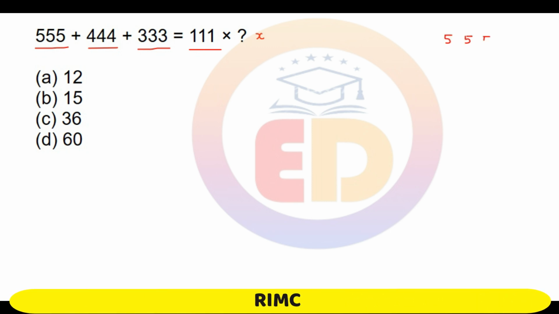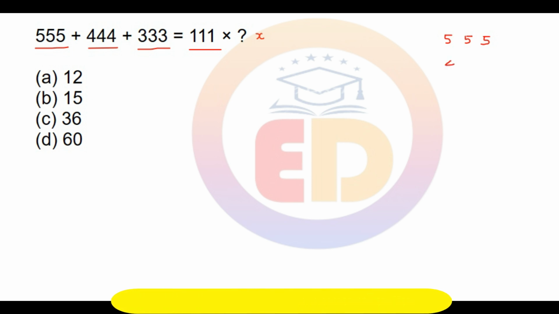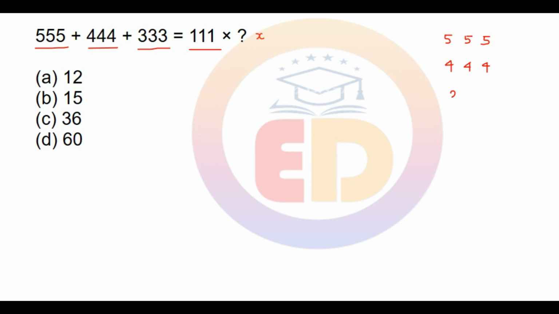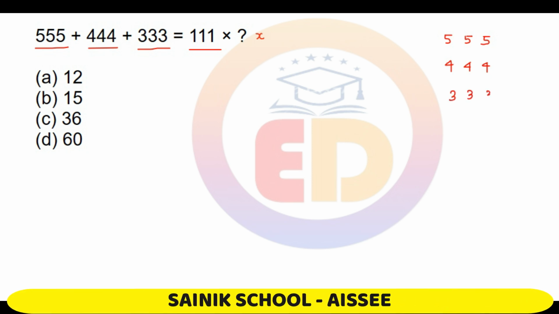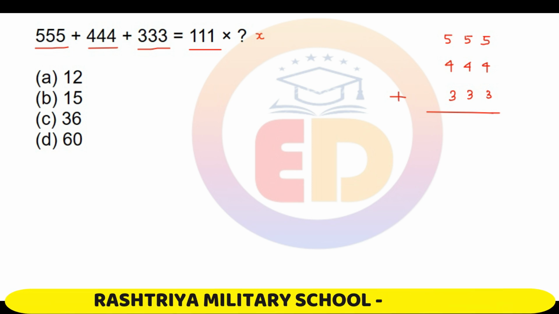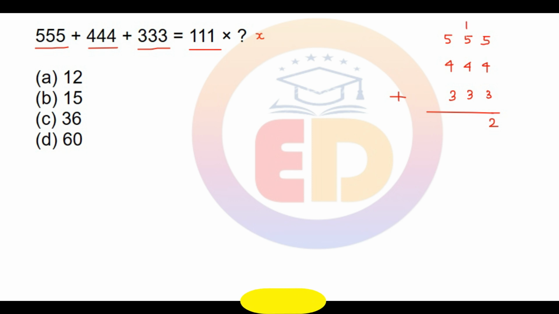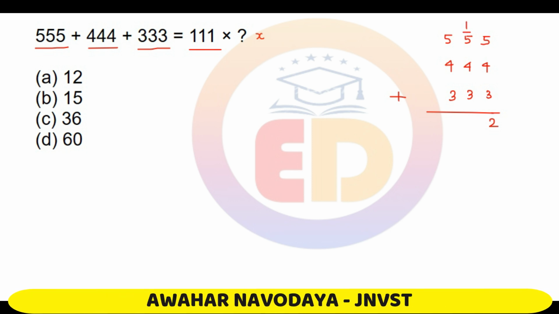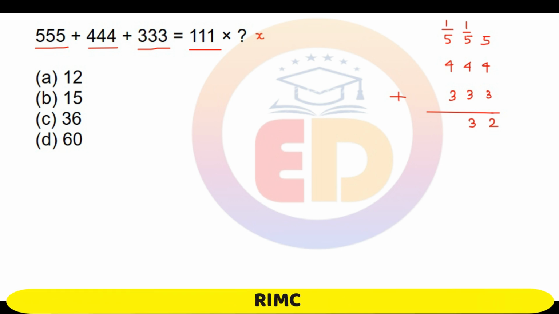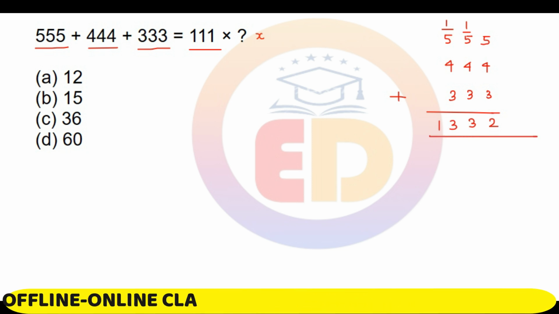555, 444 plus 333. When we add these three, 5 plus 4 is 9, 9 plus 3 is 12, carry 1. 6 plus 4 is 10, 10 plus 3 is 13, 3, carry 1. 6 plus 4 is 10, 10 plus 3 is 13. So I get 1332 on the left hand side.